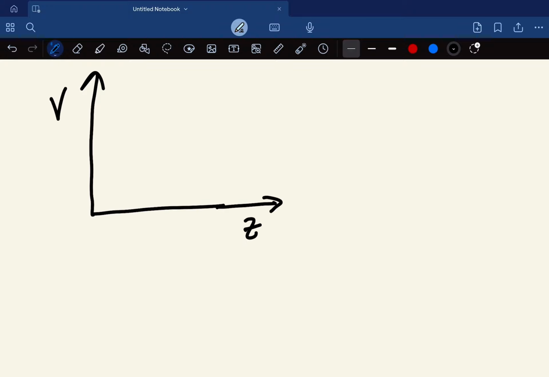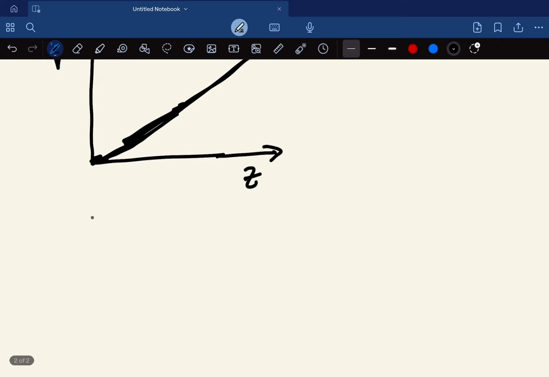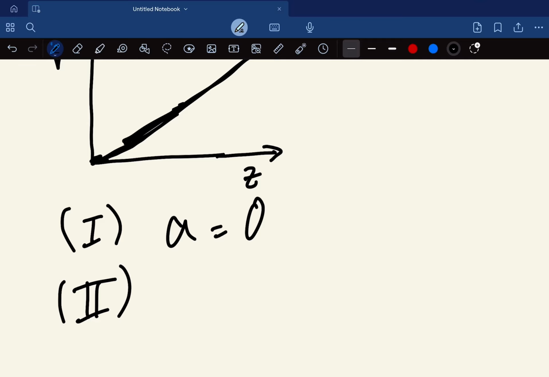Now, for our second question, I will give you this graph. Imagine it's just a straight line. Now, which of the following are true? 1, a equals 0. 2, the absolute value of a is greater than 0.